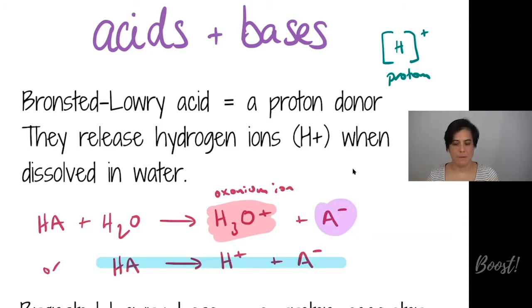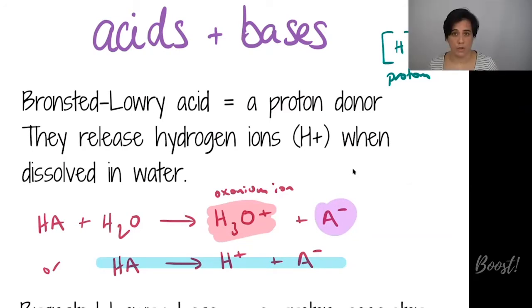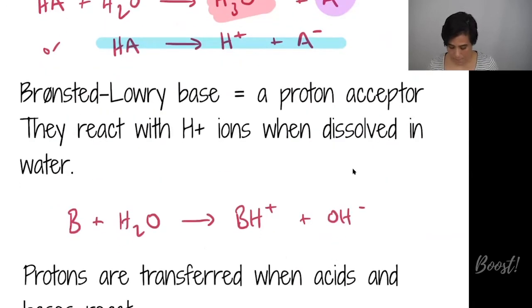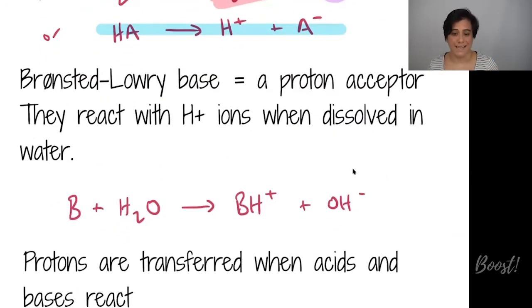But just keep in mind that when acids are dissolved in water, they exist in the form of this oxonium ion. So just keep that in mind. Okay, so if an acid is a proton donor, then what is a base? A base is going to be a proton acceptor. So if an acid is a proton donor, a base is a proton acceptor.